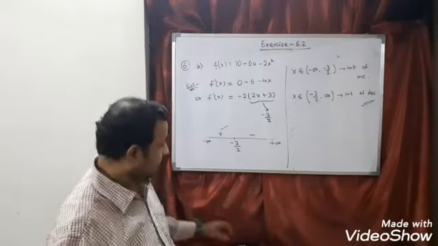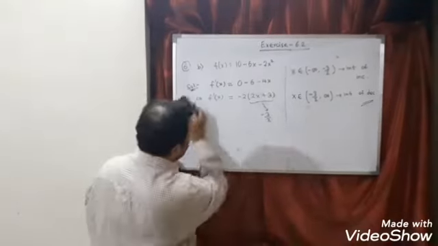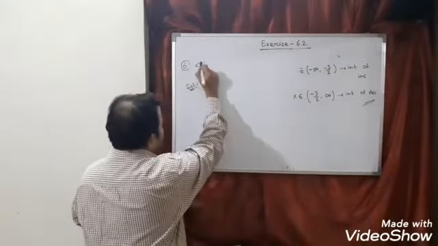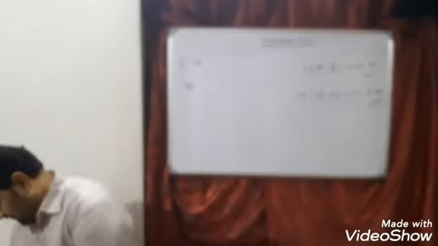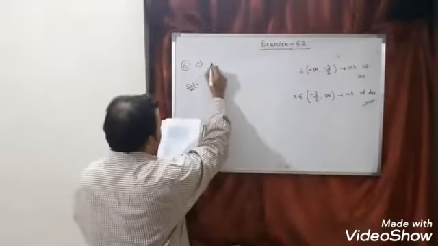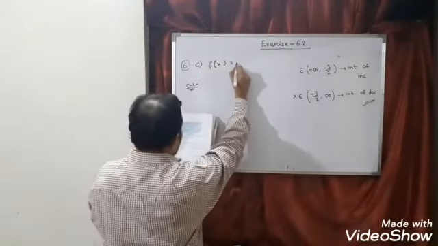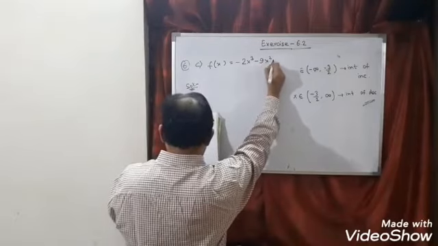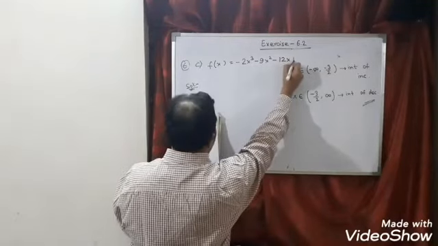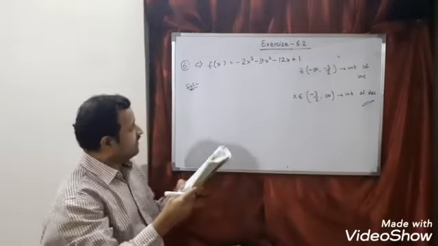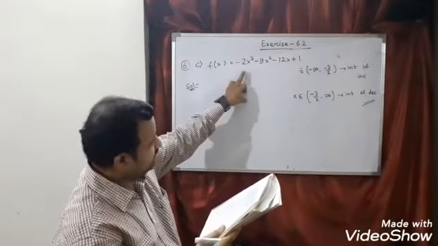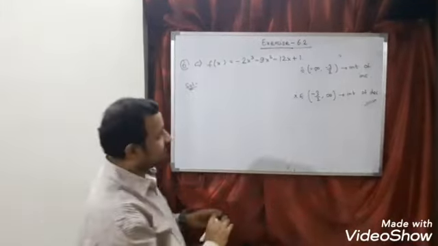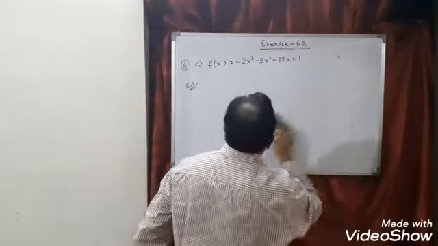Now to make this more clear, let us take one more example. Now question is what? F of x is equal to minus 2x cube minus 9x square minus 12x plus 1. Question is what? Find the interval of increasing and decreasing function.